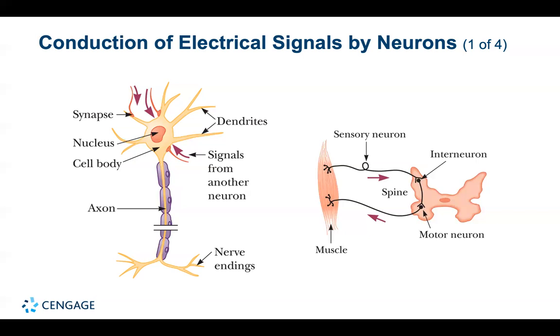The motor neurons carry messages that control muscle cells. These messages are based on the information provided by the sensory neurons and by the brain. The interneurons transmit information from one neuron to another.